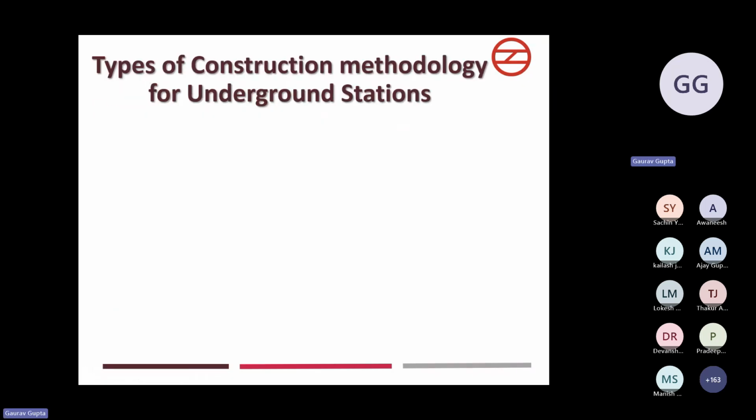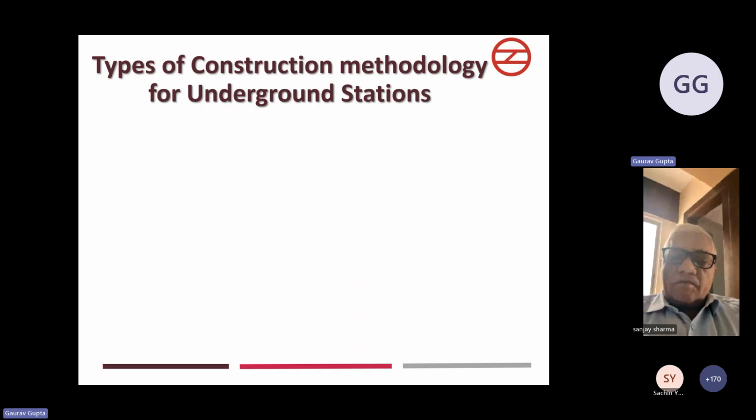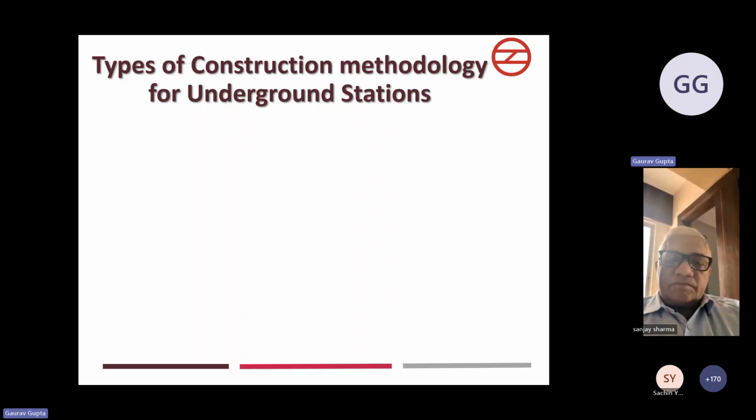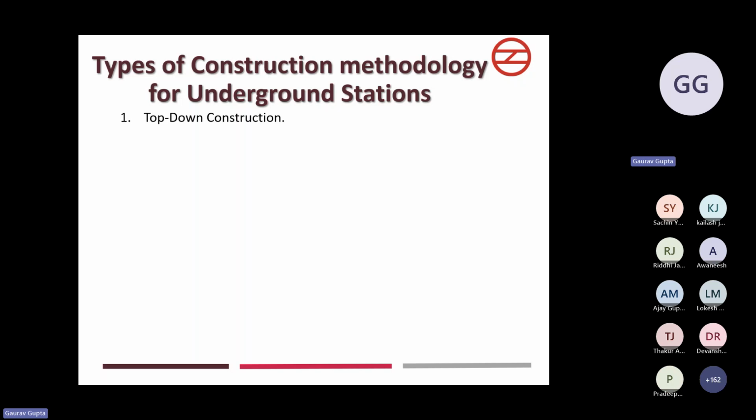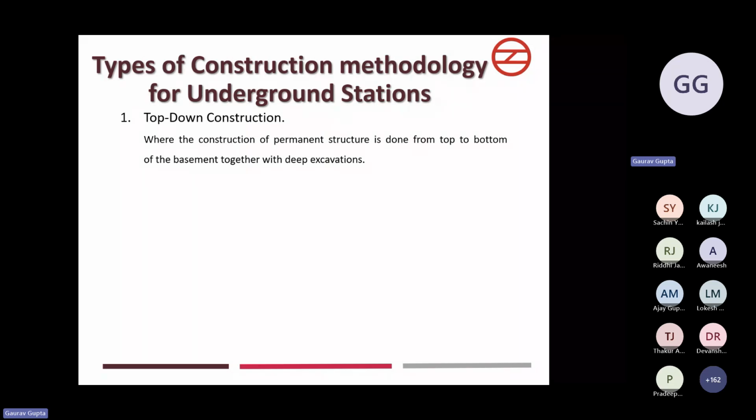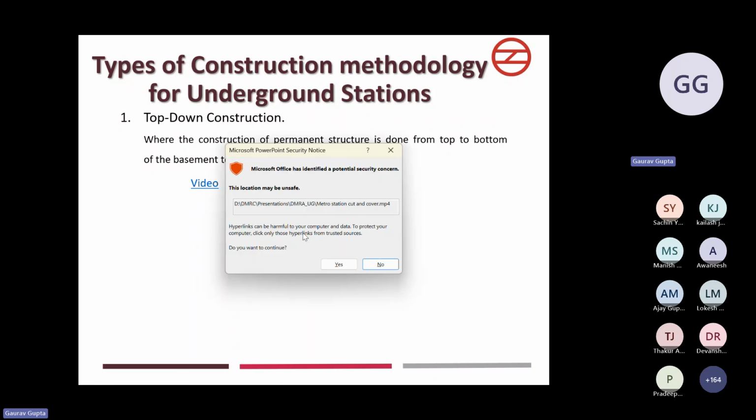Now I will tell you about the types of construction methodology for underground stations. I have explained all the basic elements, and with that you will now be able to appreciate the construction methodologies in underground stations. First comes top-down construction. From the word itself, it is very clear: when the construction of the permanent structure, that is the roof slab, concourse slab and base slab, is done from top to bottom of the basement together with deep excavation, it is called top-down construction. For better understanding, I will show you a video of top-down construction.